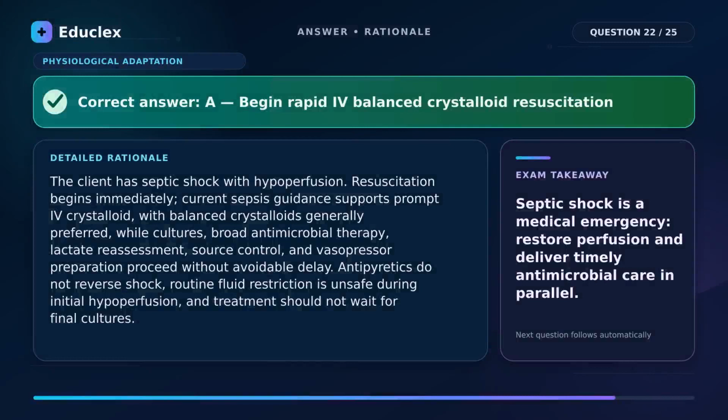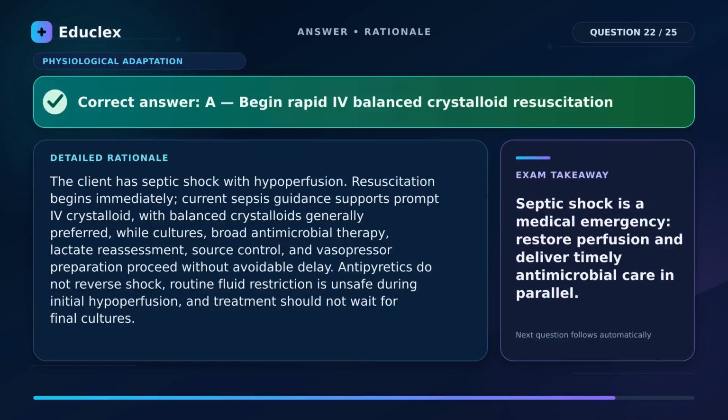The correct answer is A. Begin rapid IV balanced crystalloid resuscitation. Here is the rationale. The client has septic shock with hypoperfusion. Resuscitation begins immediately. Current sepsis guidance supports prompt IV crystalloid, with balanced crystalloids generally preferred, while cultures, broad antimicrobial therapy, lactate reassessment, source control, and vasopressor preparation proceed without avoidable delay.